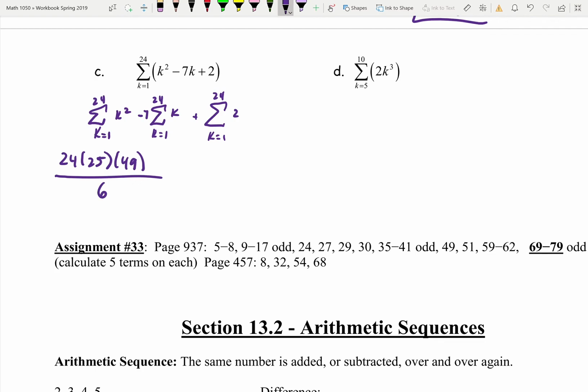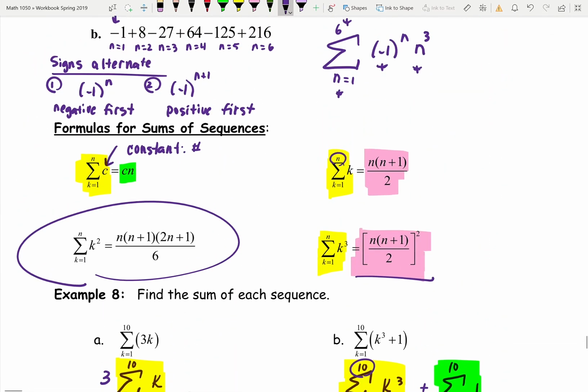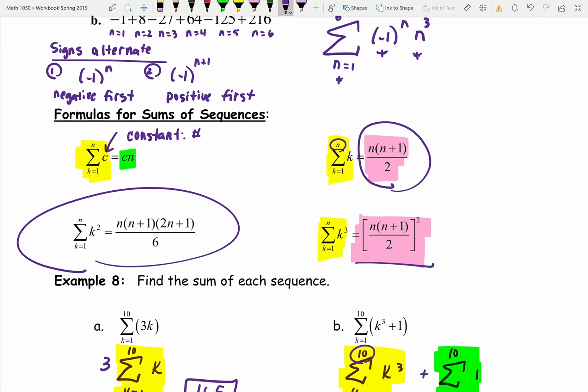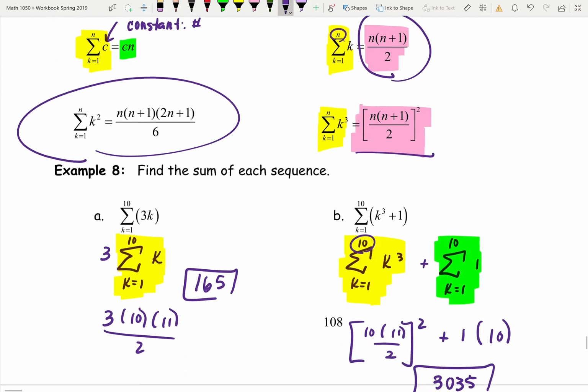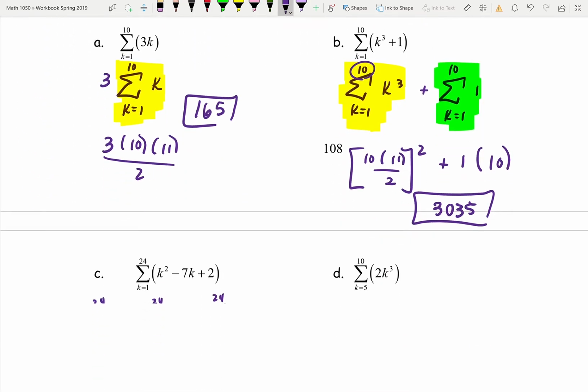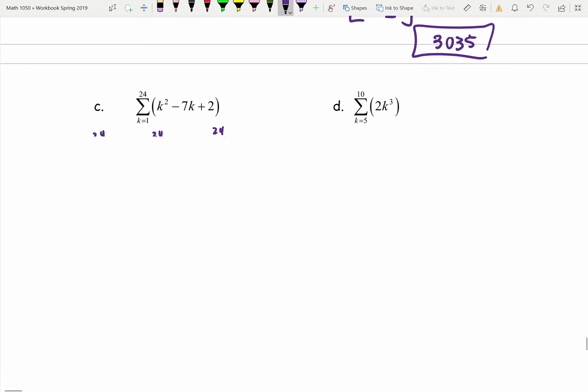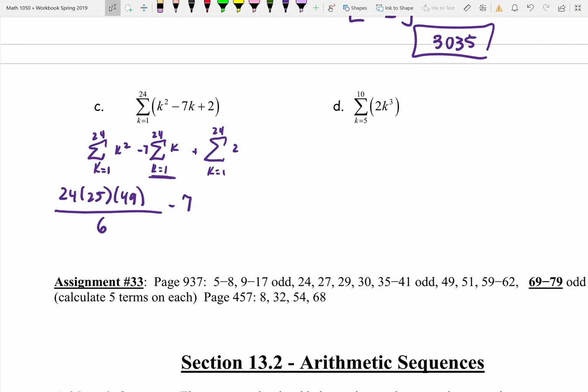Now I do the second summation. So minus 7, and then this part of the summation has just a k. I look at these formulas, and that's the formula I use. In order to use it, I have to know what n is, and my value of n is 24. So when I plug that into the k formula, it's going to be 24 plus 1 is 25, all over 2.